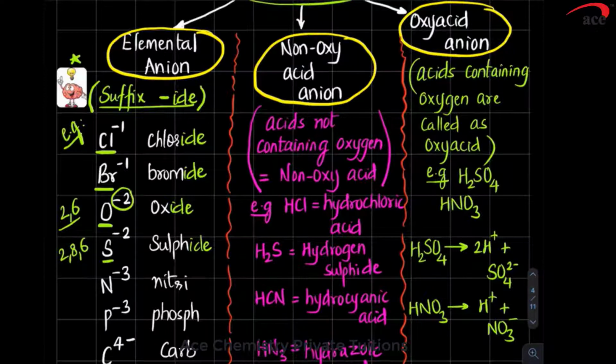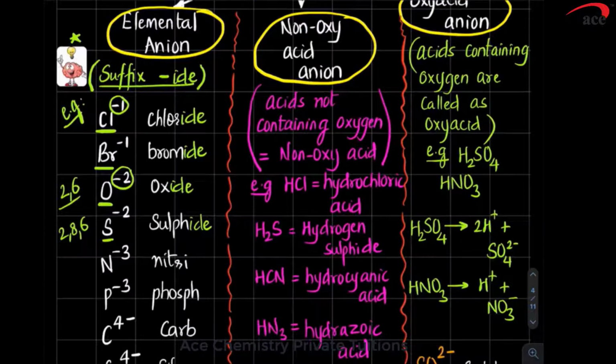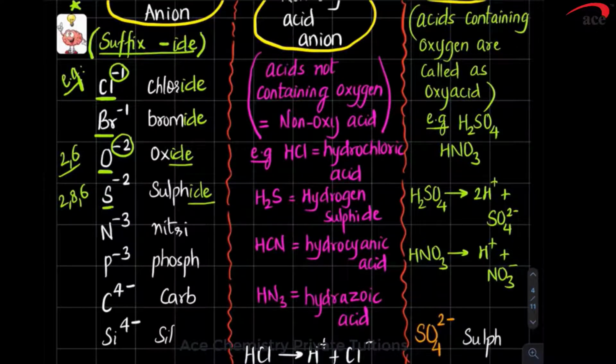Why does chlorine have a charge of minus 1? Chlorine is a group 17 element. Group 17 elements have how many valence electrons? 7. So they require how many electrons to complete their octet? Yes, 1. Therefore, they will have a charge of minus 1. So halogens, group 17, will have a charge of minus 1. Chlorine, chloride, bromine, bromide, iodine, iodide. Group 16 elements will have a charge of minus 2: oxide, sulfide.